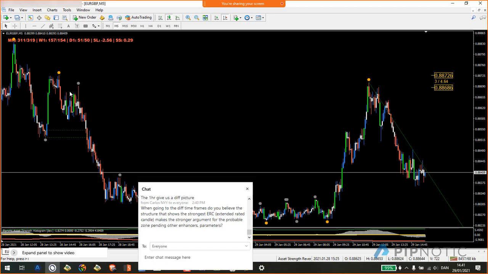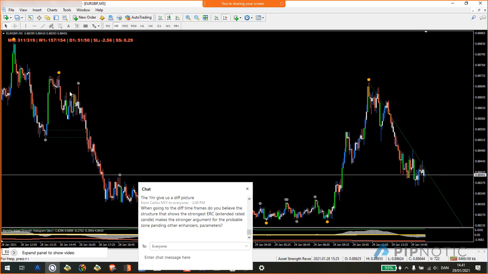Okay, let's see here. Carlos asks: when going to a different time frame, do you believe the structure that shows the strongest extended range candle makes a stronger argument for the profitable zone, pending other enhancer parameters?